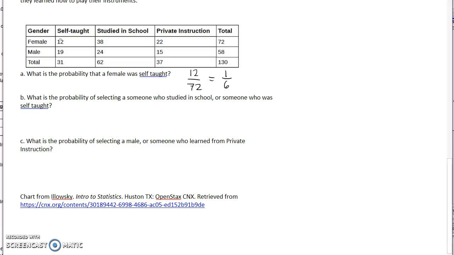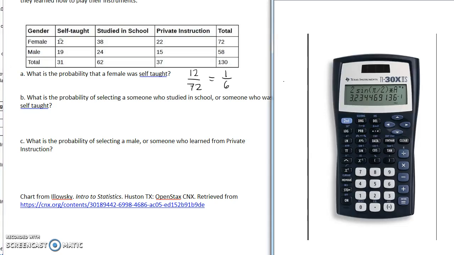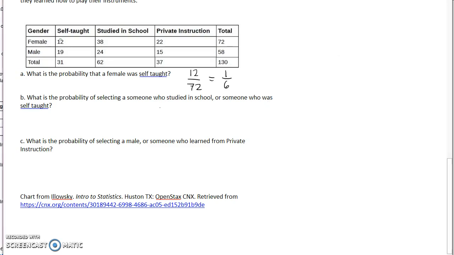If you have a TI-30 or another type of calculator, what you're going to be looking for is that ABC button. You can just type in 12 and then ABC 72, and that should reduce that fraction for you.